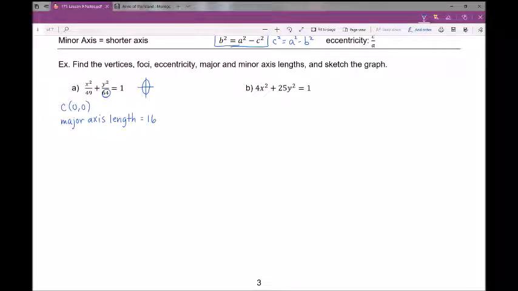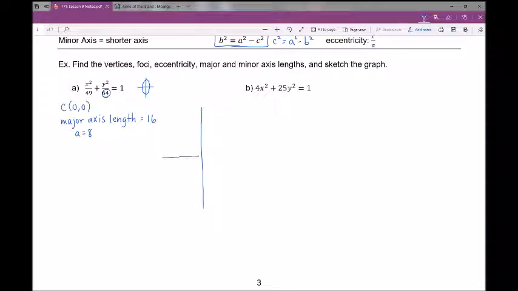So let's think about this. The square root of 64 is 8. So a is equal to 8. And if a is equal to 8, then the major axis will be twice that, so it will be 16. At this point, let's start drawing our picture.